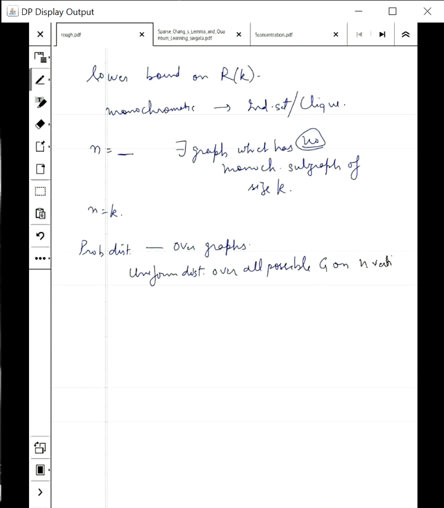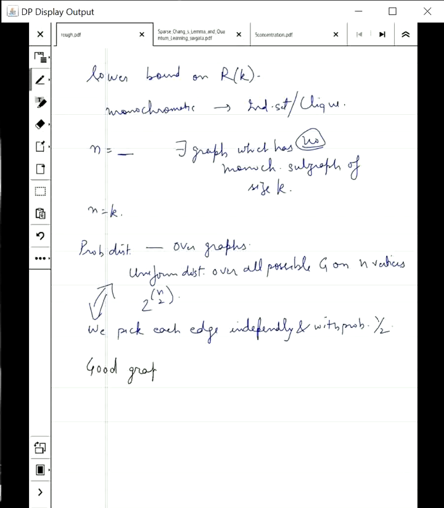How many such graphs are there? 2 to the n choose 2. Another, equivalent way to say it: we pick each edge independently and with probability half. Under such a probability distribution, we want to show the existence of a good graph. What is a good graph? One that does not have a size k monochromatic subgraph.